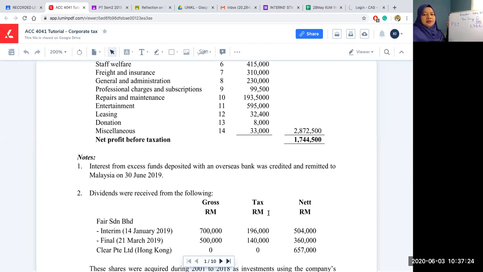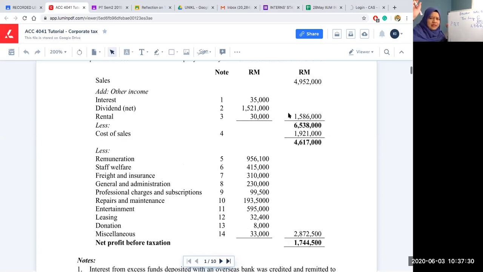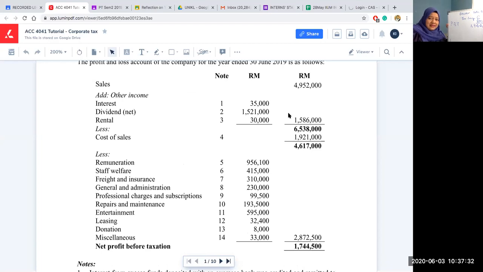In this question it is given in full already. In some questions they just put 000 at the top, but in this question it is in full. So some students can get confused between thousands, 000, or full. In this case, no problem.